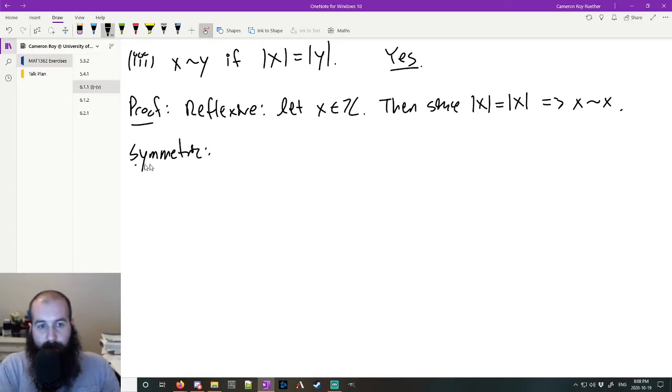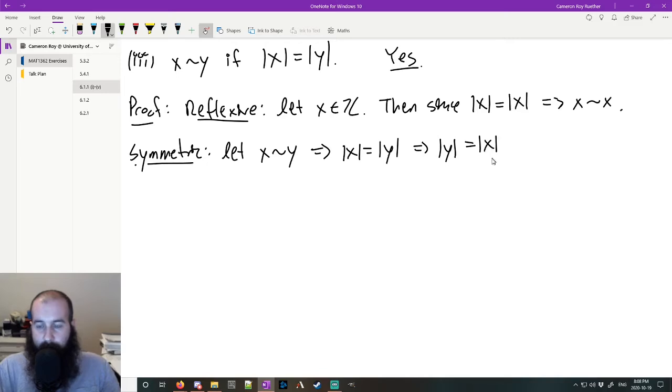To prove that it is symmetric, we must start by letting x be related to y. This means that the absolute value of x is equal to the absolute value of y. This means that the absolute value of y is equal to the absolute value of x, since equality is symmetric, but this now satisfies the definition to have y being related to x, so it is symmetric.